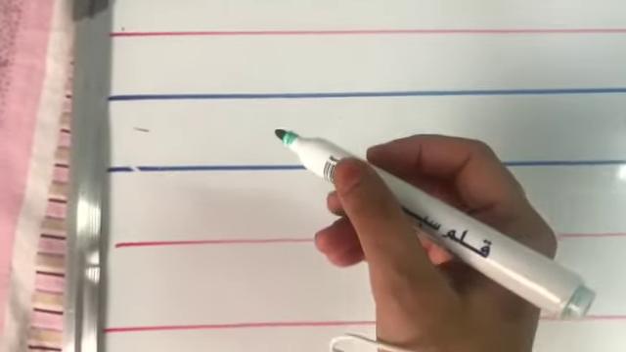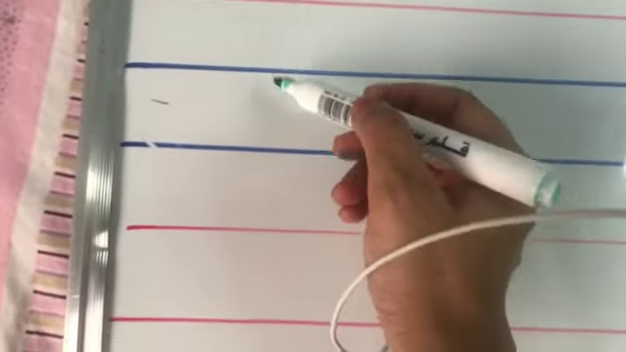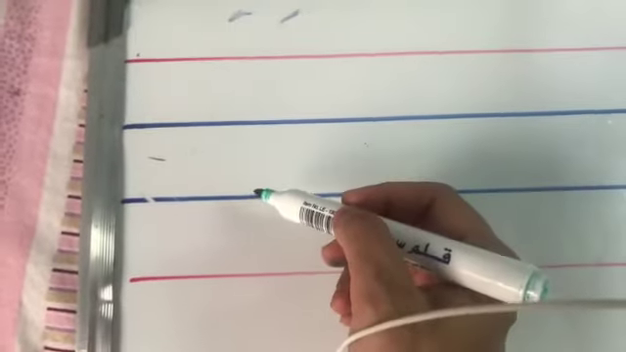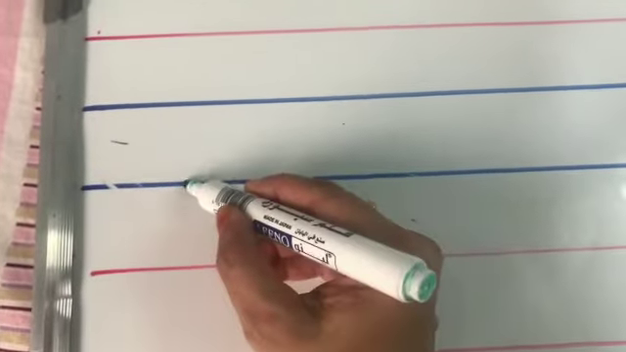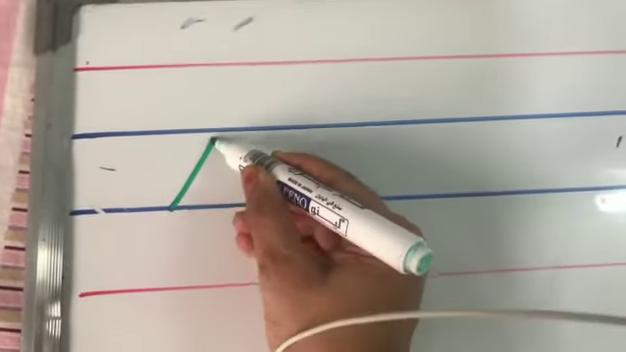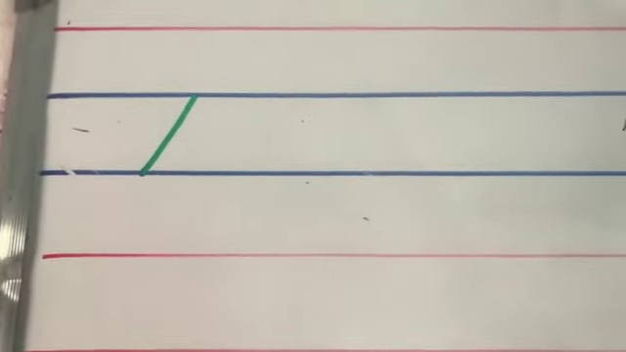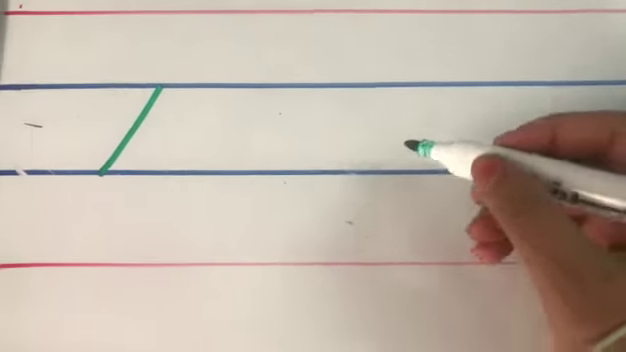First, keep the pencil on the third line. 1, 2, 3. This is the third line. Let's keep the pencil here on the third line and first draw a slant line, okay? This is the first step. First, you have to draw a slant line. After that, what's the next step? Next, what you have to do?